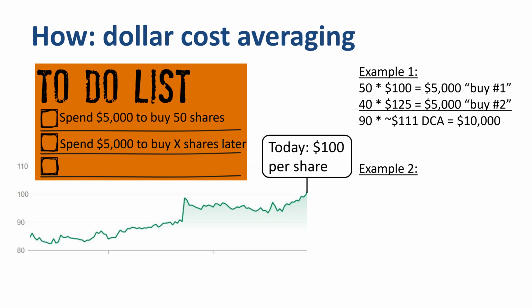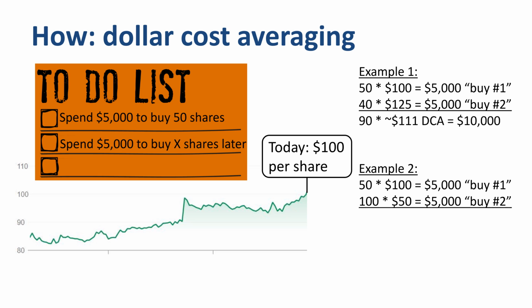Second scenario, buy 50 shares at $100 per share today for a total of $5,000. Then in the second purchase, when it turns out the share price has decreased to $50 per share, buy 100 shares for a total of $5,000. You now hold 150 shares at a dollar cost average of $67 per share for a total of $10,000. One of the benefits of this version of DCA is that it causes the investor to buy more shares when prices are low and fewer when they are high.